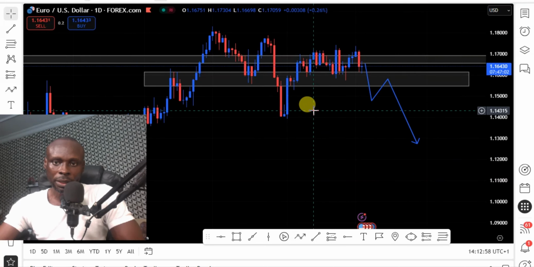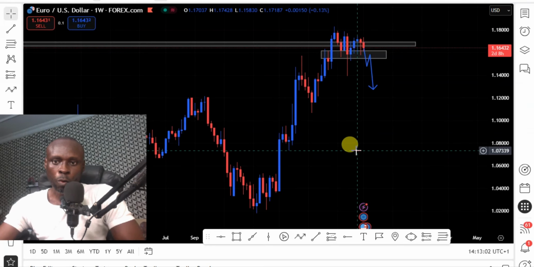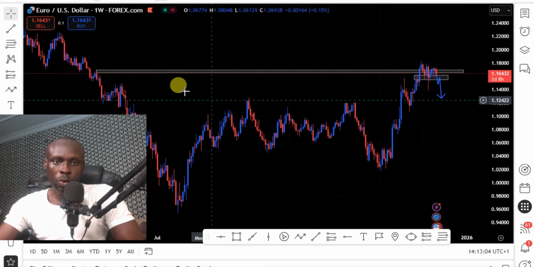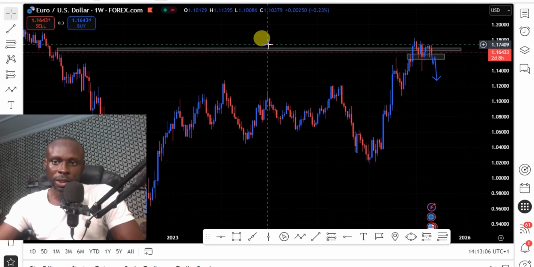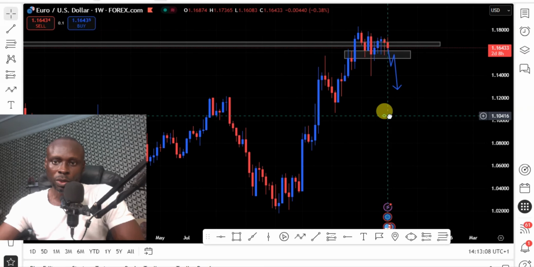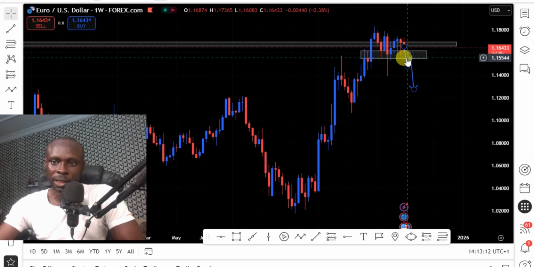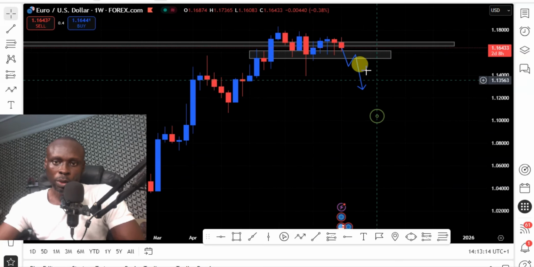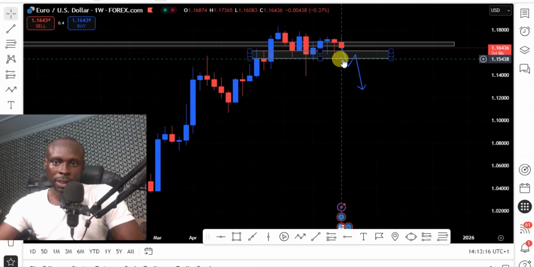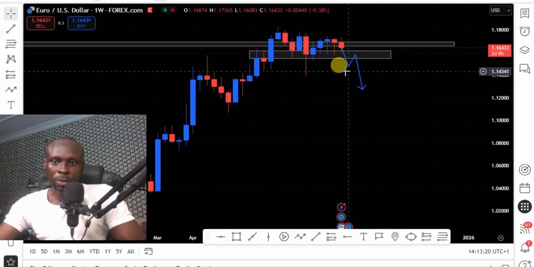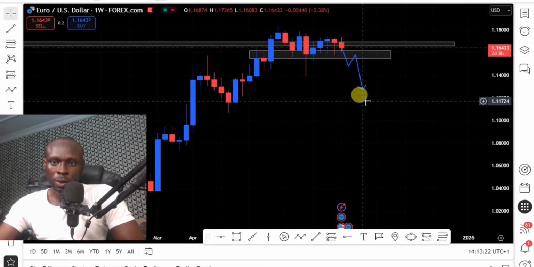So let's look at the weekly chart of the Euro USD. On my weekly chart, price closed on this resistance level, which indicates we look to sell this week, so long as price closes on the resistance level. So we expect price to move to this next weekly support level for the Euro USD this week. A break of this support level, we expect more downtrend. So let's go back to our daily chart.